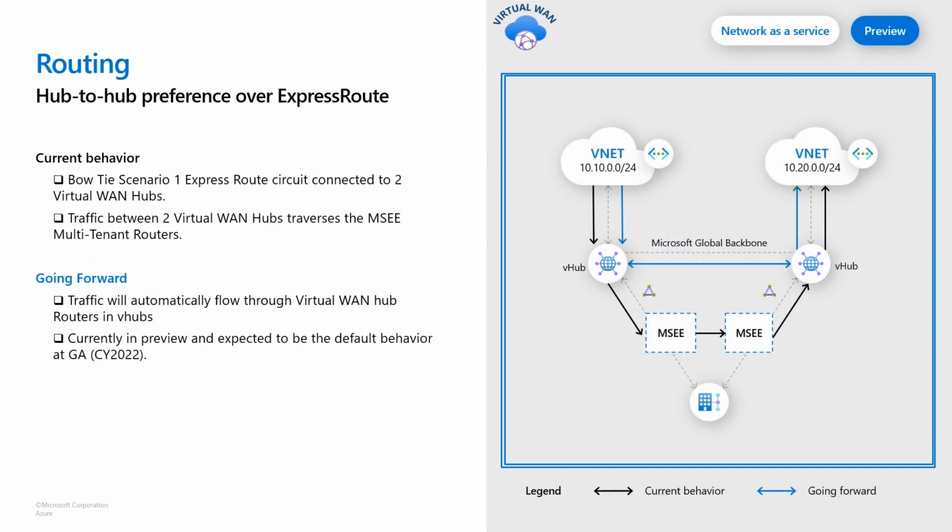Last but not least, on the routing side, we have enabled the ability to prefer the hub-to-hub path over an ExpressRoute circuit that's connected to two different hubs. Traditionally, you would have an ExpressRoute circuit connected to two different hubs and then have VNet to VNet traffic flowing through those MSEEs or the edge routers. Now, those edge routers don't have capacity built in for you. So in Virtual WAN hubs, we have the router that starts off with 3 Gbps, and then it scales out and scales in according to the traffic that's moving through it. So with this feature, the hub-to-hub path is the default pathway now enabled, and it's soon going to be the default behavior when we GA this feature next year.